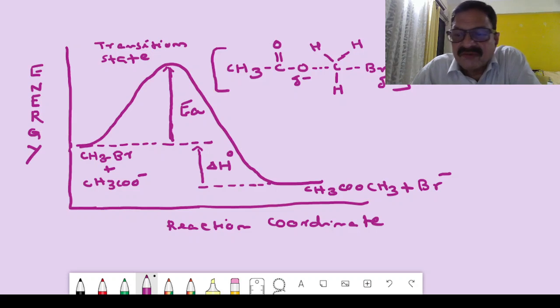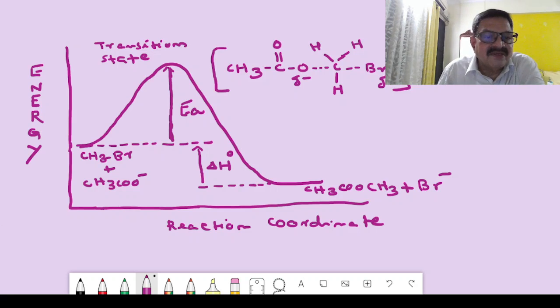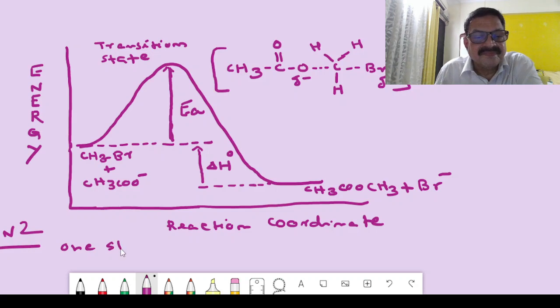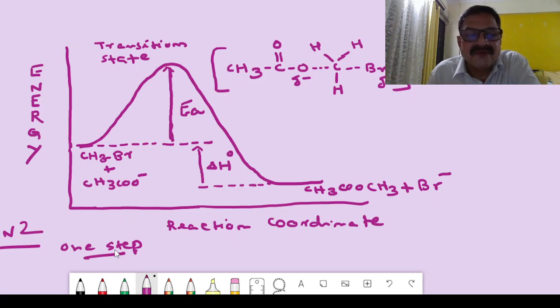Here we have seen that the products are at a lower energy, and therefore the reaction favors the formation of the products. So this is the energy diagram for an SN2 mechanism, an SN2 reaction, a one-step mechanism. Now, let us see the stereochemistry.